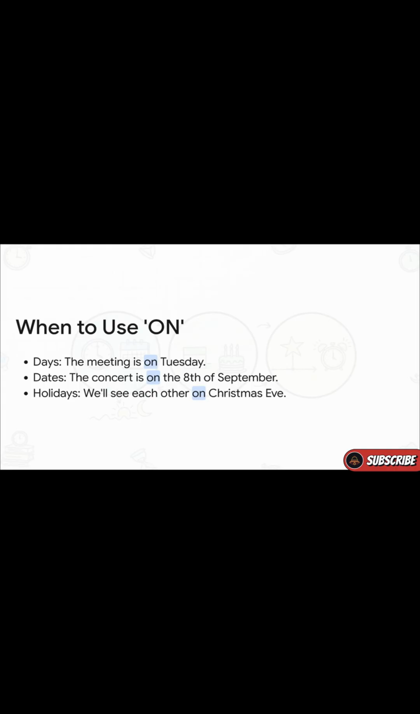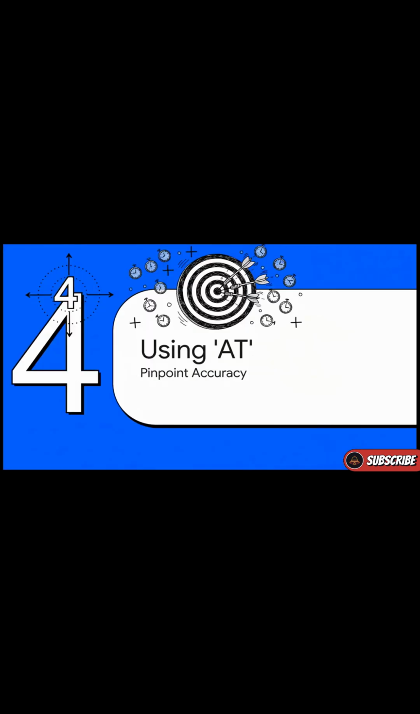This is one we use all the time. We have meetings on Tuesday. We go to a concert on the 8th of September. We see our family on Christmas Eve. It's all about a specific day. We've gone from the general to the particular. Makes sense, right? And now we've reached the very top of our pyramid, the sharpest point.